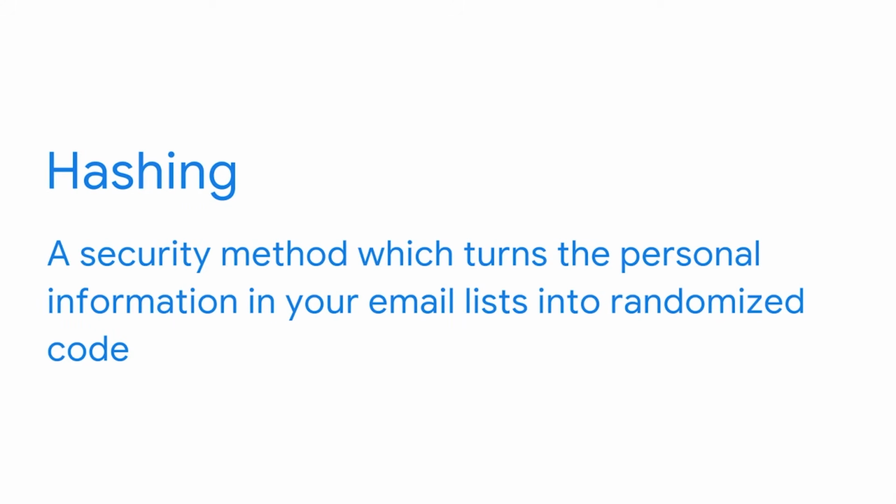Be sure to handle all user data you collect with care to protect users' privacy. Platforms like Google and Facebook hash all data when it's uploaded for this purpose. Hashing is a security method which turns the personal information in your email lists into randomized code.